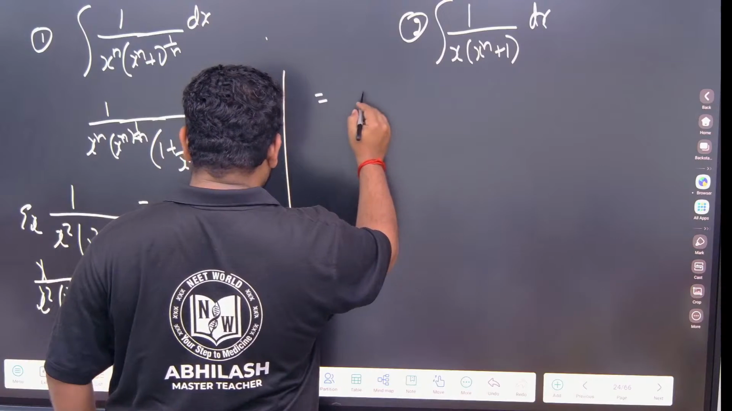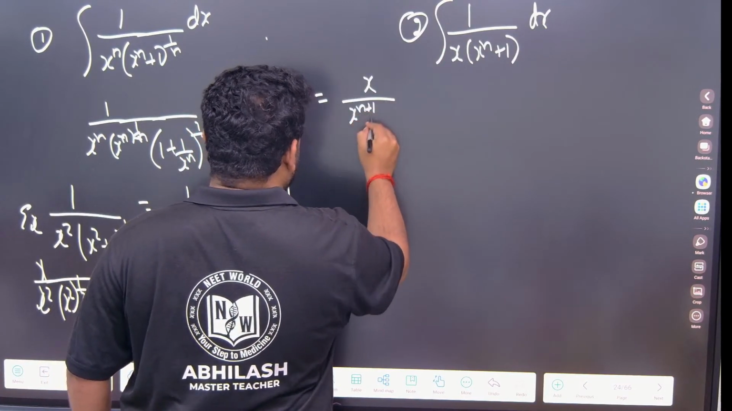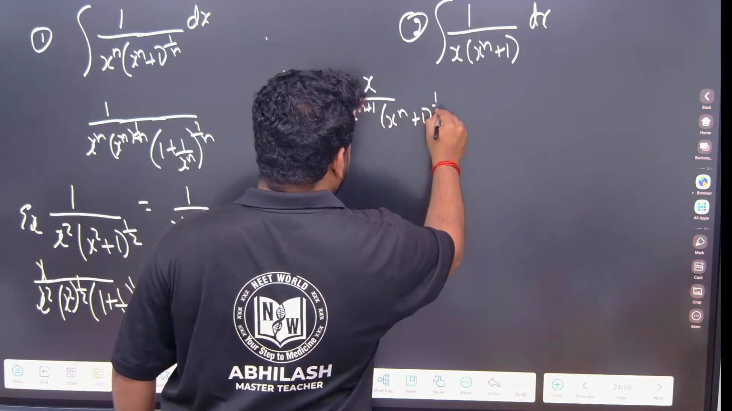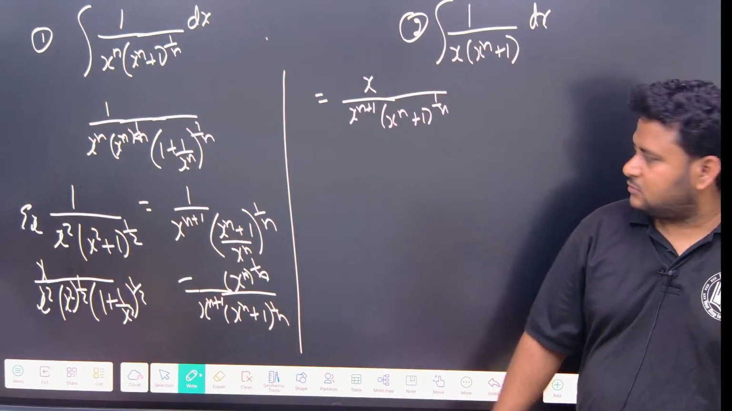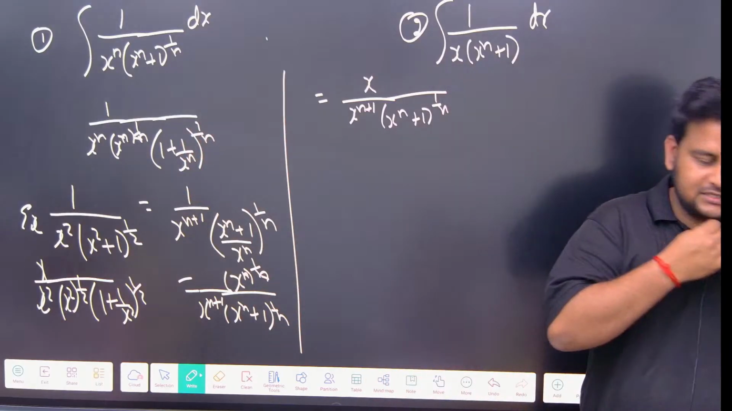Finally I can write this as x by x power n plus 1 into x power n plus 1 to the power of 1 by n. Okay. Write this down till here, I will tell you. Up till this second step you write down. Up till this second step only. Up till the second step please write down.